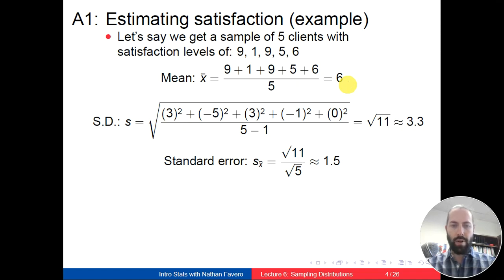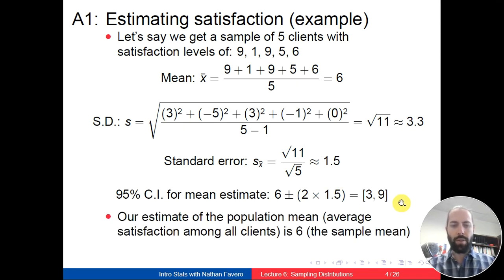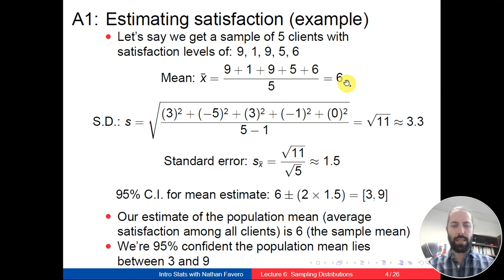The standard error estimate is 1.5 if we use this formula, which requires that we take the standard deviation and divide it by the square root of our sample size, 5. Then if we use this to construct a confidence interval, we get the range of 3 to 9. In other words, our point estimate, if we have to guess with just one number, our best guess for what the population mean is, would be 6, since that's what our sample mean is.